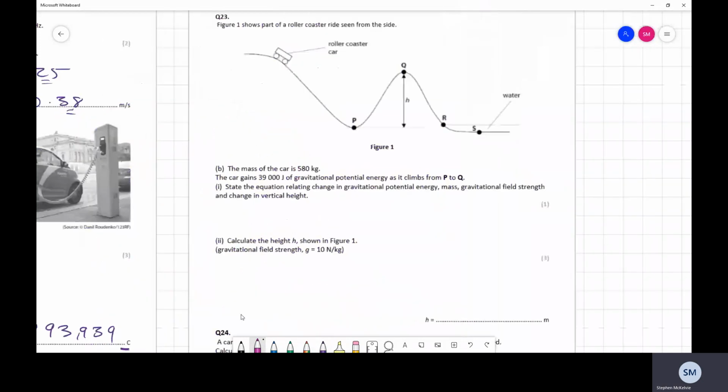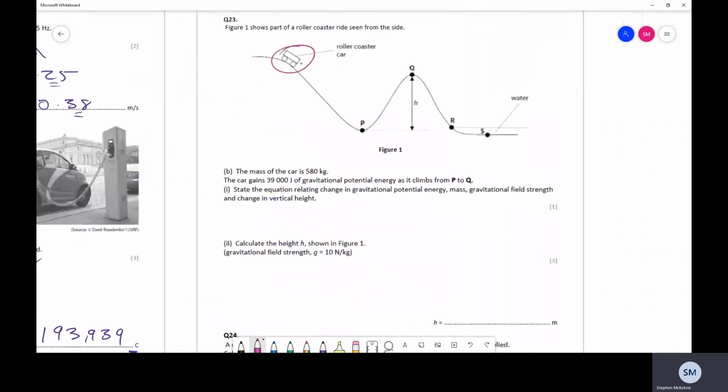All right, so we've now got a roller coaster, a death machine. I hate roller coasters and people who ride them. The mass of this roller coaster car is 580 kilograms. I'm actually going to label this diagram just in case things get confusing later on. 580 kilograms is the mass.